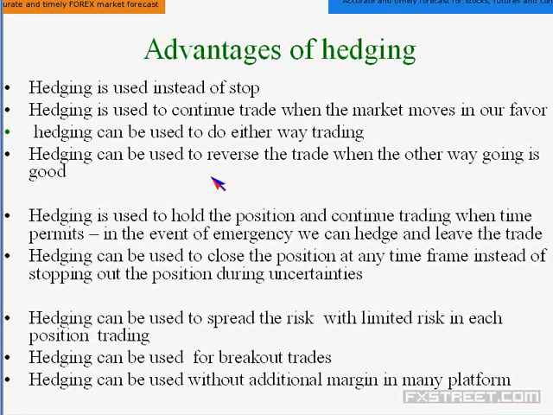Then hedging can be used to reverse the trade when the other way is going good. So if the market suddenly drops and I find that hedging is continuously making a profit for 2 hours, I simply cut the original position with even a 70 pips loss, and 40 pips will be protected by my hedging.